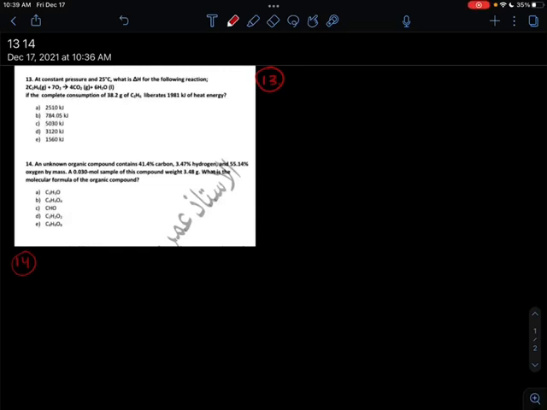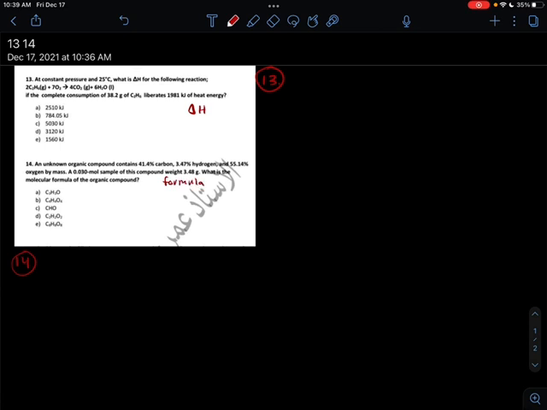Okay, here's a couple questions I got from one of my students, and they are working on a review right now for a test, and they sent me these two. This one is for a delta H question, and this one is for figuring out a formula.